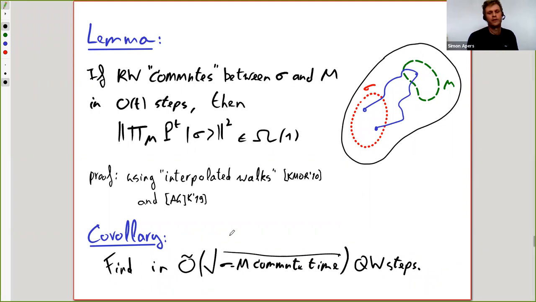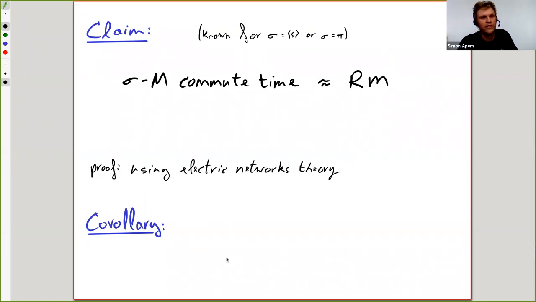But we weren't quite satisfied with that, because we wanted to reproduce these results by Belov's. And he didn't use this commute time, he used this electric quantity. But like I already mentioned, there's a connection between these things. In the special case where sigma is a single node or sigma equals pi, these two quantities coincide.